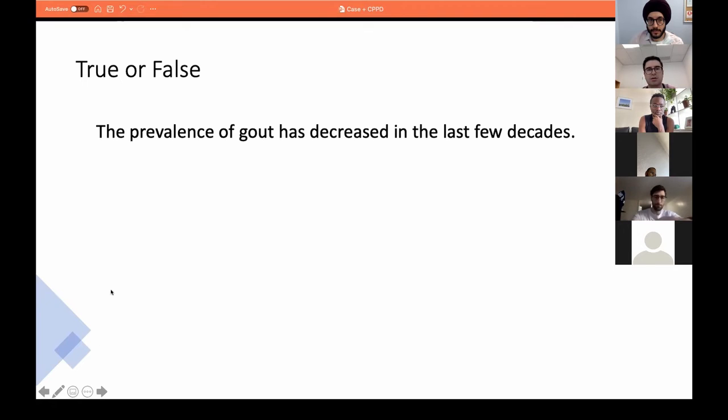Okay, so some questions on gout. What do you guys think? The prevalence of gout has decreased in the last few decades, or has it increased? Increased? Just give it another 5 seconds and then we'll close the poll.